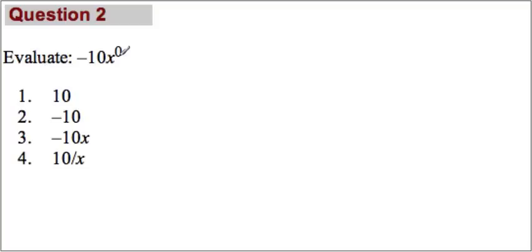Now, notice where the 0 is at. 0 is only affecting x, not negative 10. So only this portion will be equal to 1. That means negative 10 times 1 becomes negative 10. Choice 2.